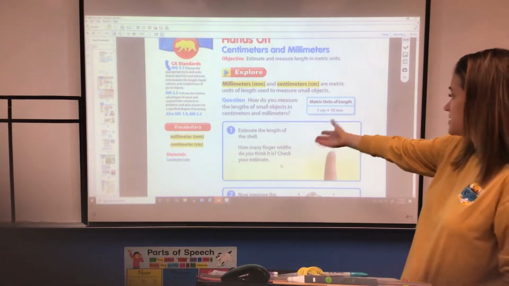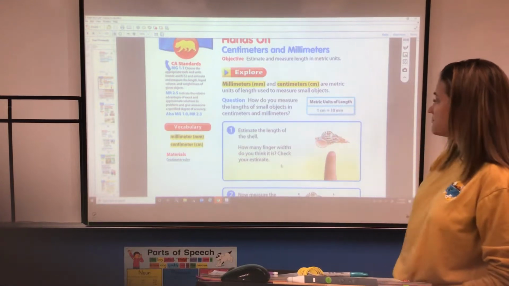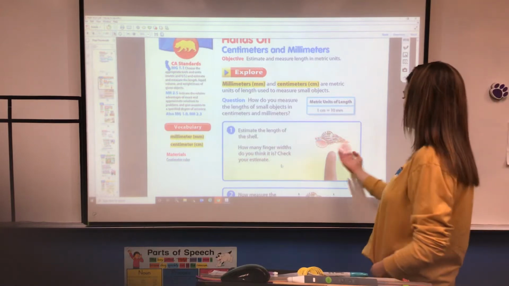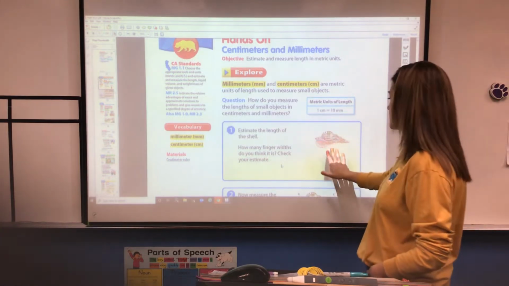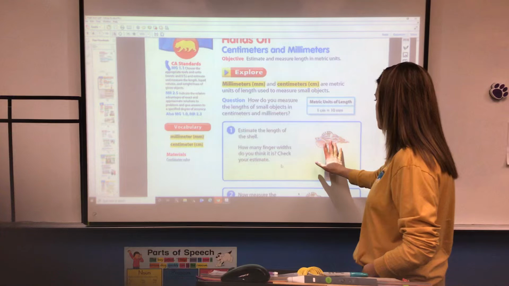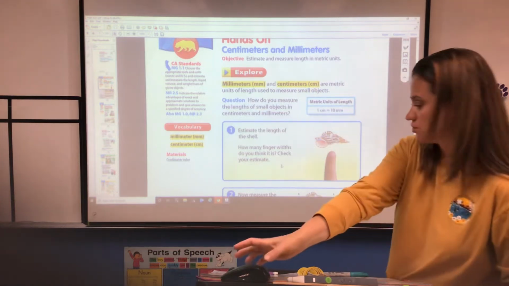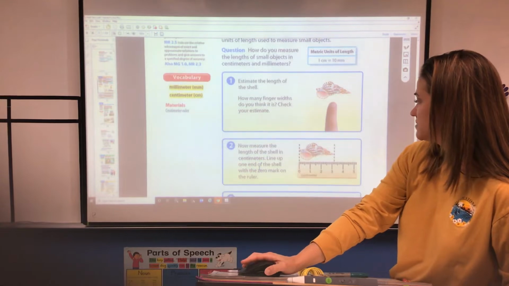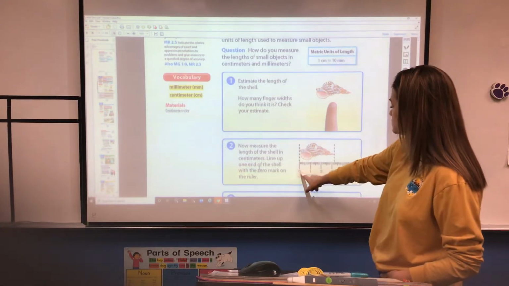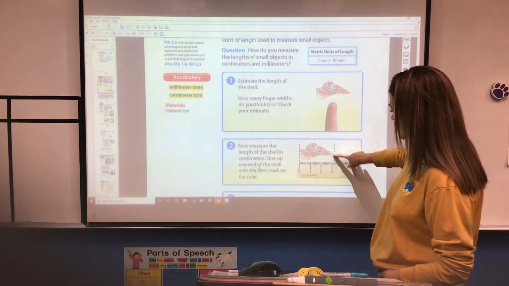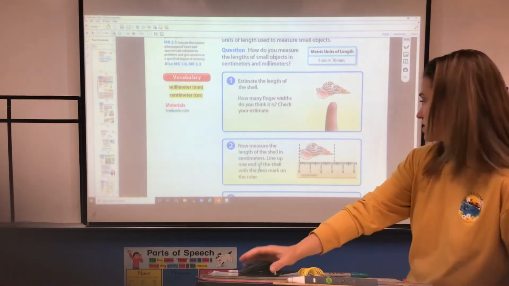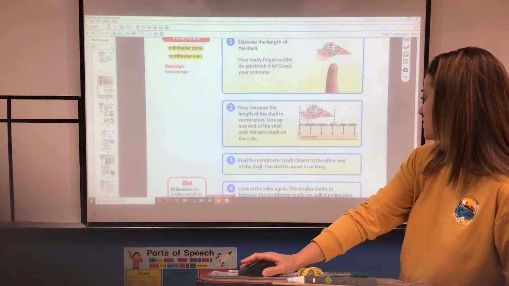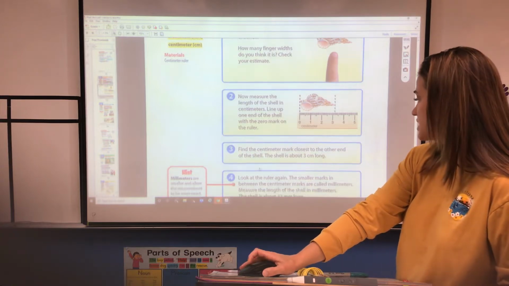So it says estimate the length of the shell. How many finger widths do you think it is? Check your estimate. So if I was going to use my fingers, although mine's blown up, let's say it's going to probably take about 5 or 6 of my fingers to do. It says now measure the length of the shell in centimeters. So they lined it up using centimeters, and they got a little over 3 centimeters when they measured it. It says find the centimeter mark closest to the other end of the shell. The shell is about 3 centimeters.